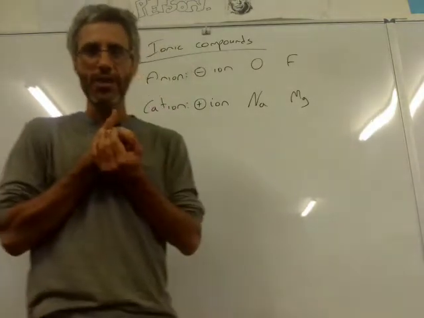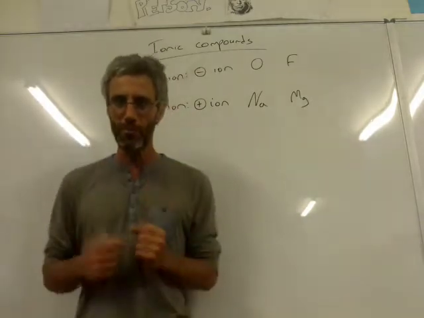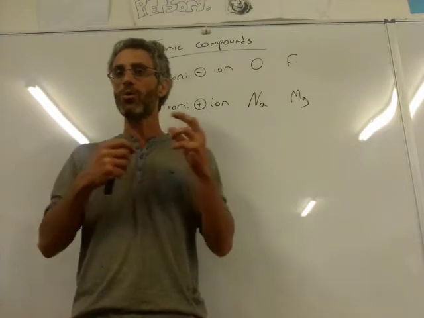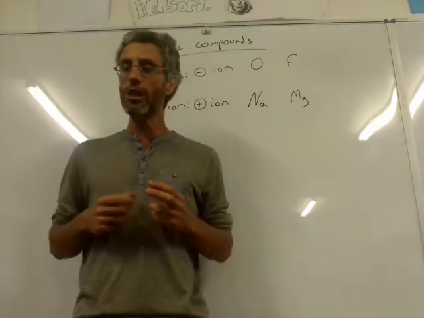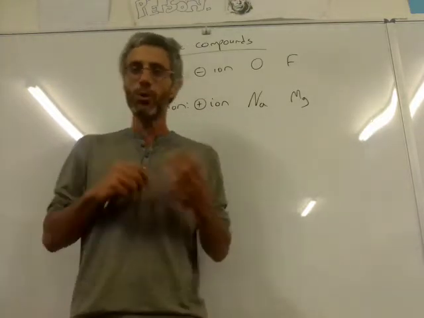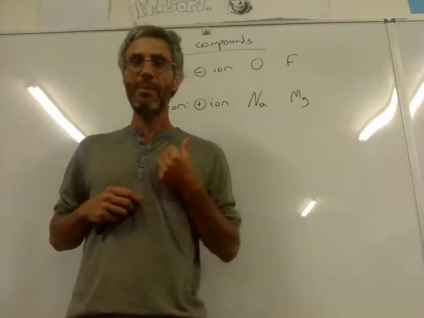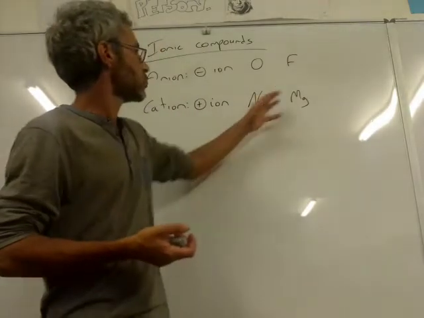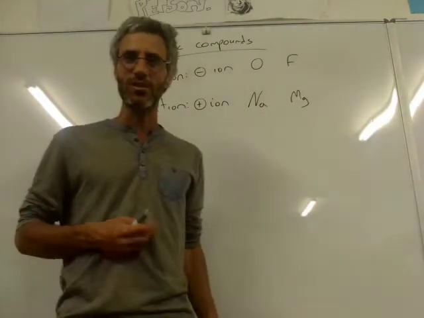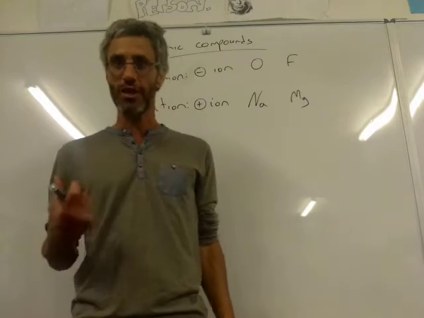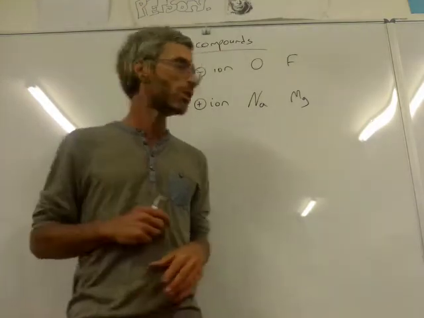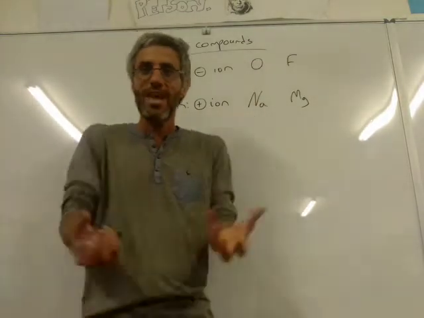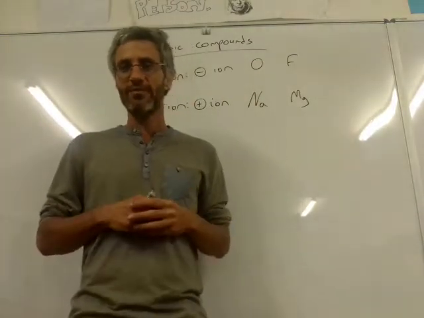Okay, so what we're going to do today is look at ionic compounds. Where did we end in the last video? We realized that all atoms want to have a full outer shell, so they gain or lose electrons. In other words, they become ions. If they lose electrons, like sodium or magnesium, they become cations. They lost negative charge in electrons, so they become positively charged. Anions, like oxygen or fluorine, gain electrons, so they gain negative charge.